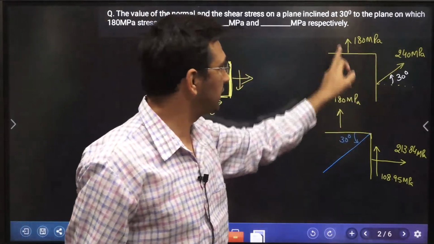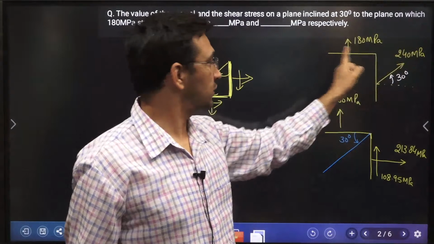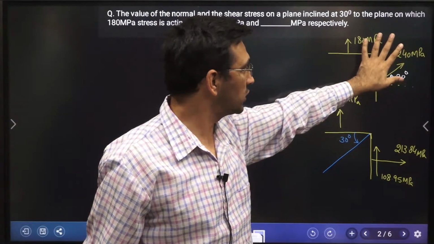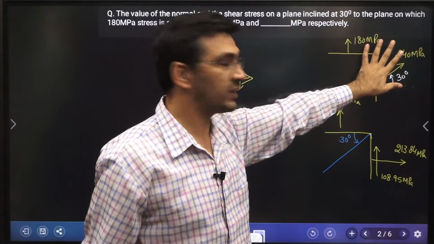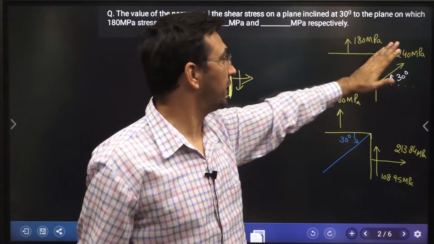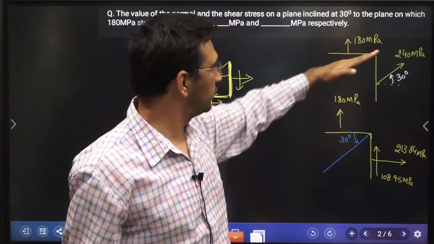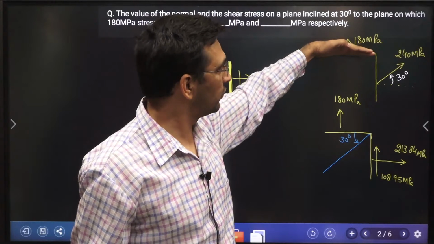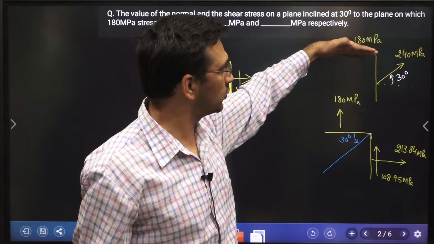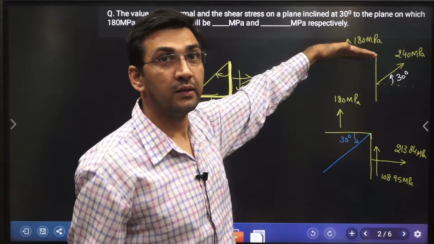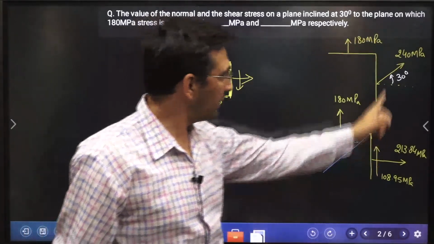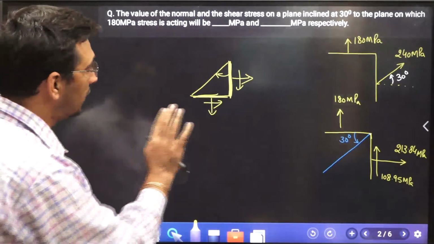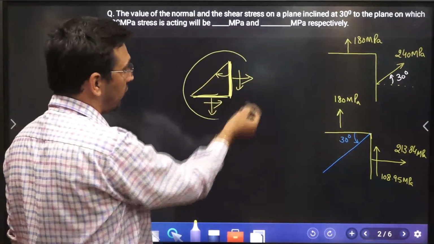This is the state of stress which is given to you already, and you are supposed to find out the normal as well as the shear stress on a plane inclined at 30 degree to the plane on which 180 megapascal is acting. So that is a plane, this horizontal plane, right? So I have simply horizontal and vertical components. If that be the case, my simplified equations are in the form of this simplified relation.